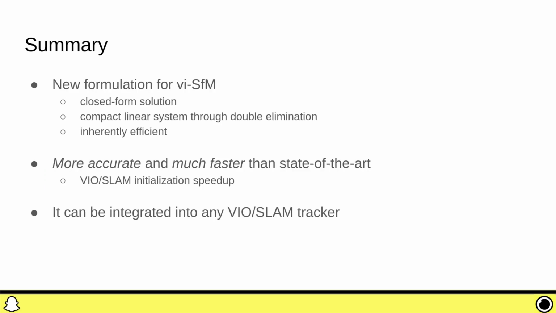In summary, we propose a new formulation that leads to a very efficient closed-form solution for VIO and SLAM initialization, which is faster and better than the state-of-the-art solution. Either as a standalone solver or combined with a nonlinear optimizer that further refines the initial state, it offers a significant speed-up to the initialization phase of VIO and SLAM pipelines. The proposed model can be easily integrated into any VIO and SLAM tracker.